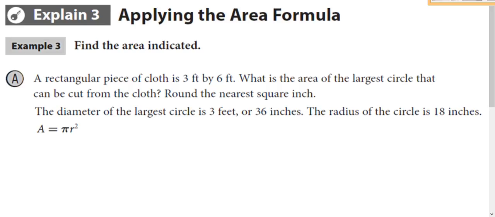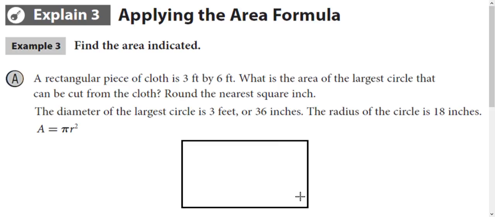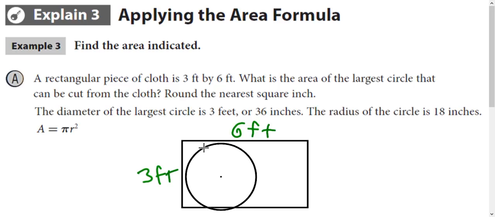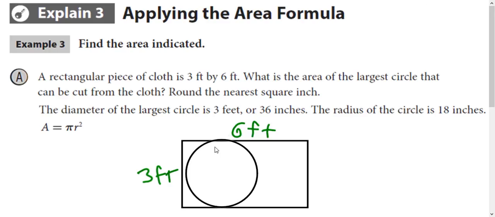So the area formula, again, is pi r squared. So a rectangular piece of cloth is 3 feet by 6 feet. What's the area of the largest circle that can be cut from the cloth? Round to the nearest square inch. So kind of think about this a little bit. If you have 3 feet by 6 feet, we're trying to make it into a circle. The largest circle we could fit would be something that's pretty close, like that. Which means that the diameter of the largest circle is 3 feet. Here's the diameter. The largest that diameter could be is 3 feet.